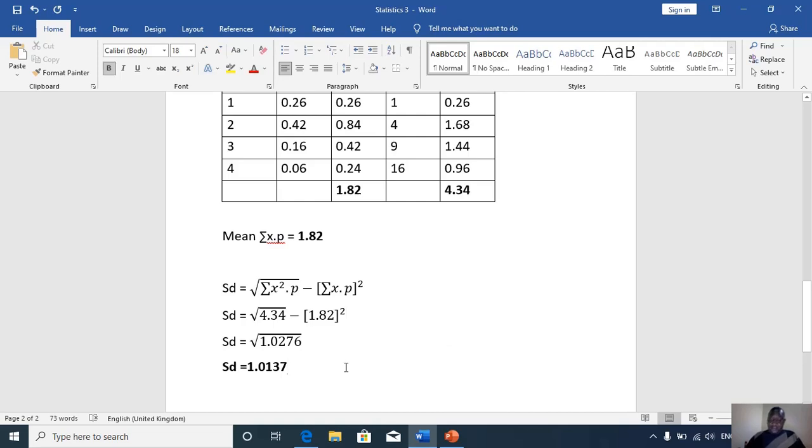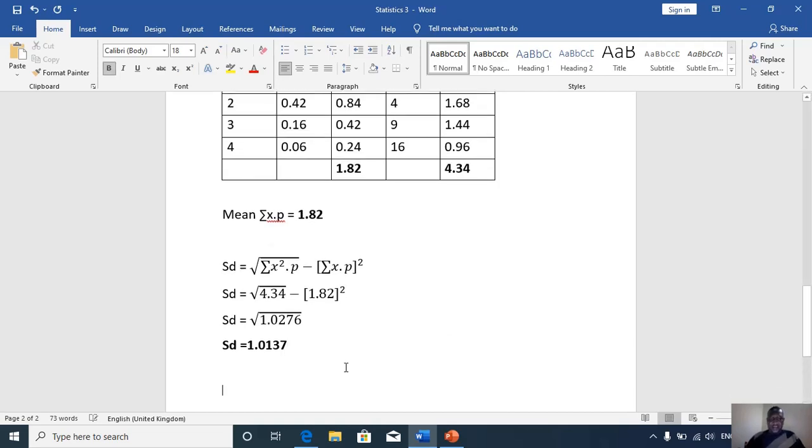If you want to calculate the variance, remember what we said about the relationship between standard deviation and the variance. The standard deviation is the square root of the variance. So the variance in this case would be the square of the standard deviation, and the variance would be 1.0276. That's the variance. So from that understanding, you can calculate the variance of the probability distribution, the standard deviation of the probability distribution, and the mean or expected value of the probability distribution.